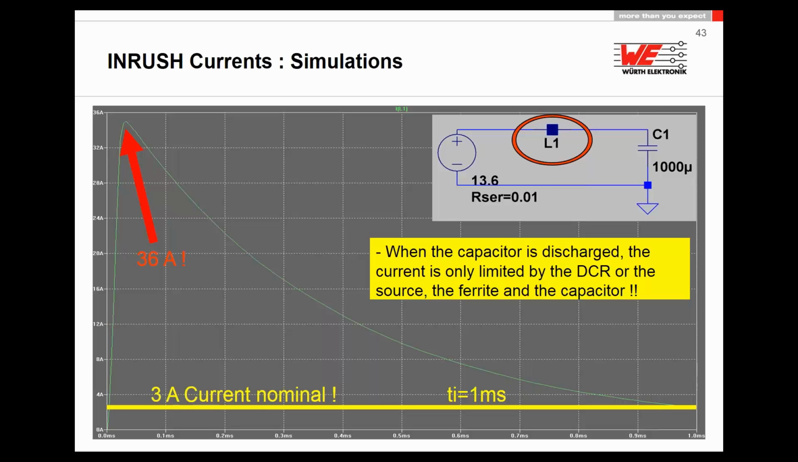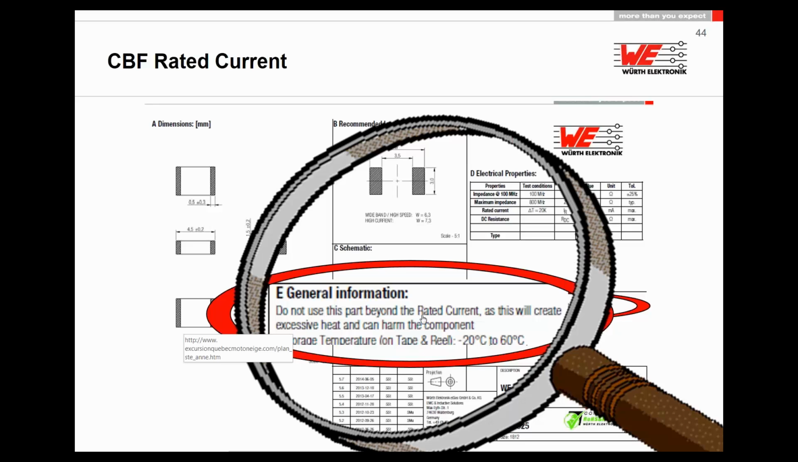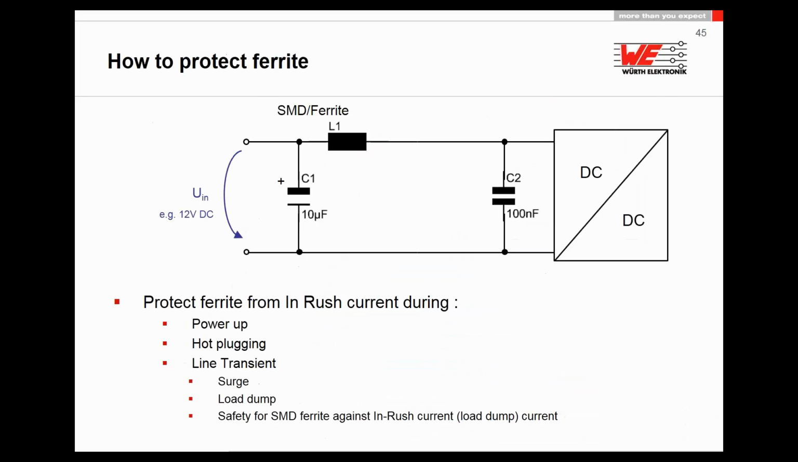To handle this inrush current, we manufactured something very special, because we started to think about what we could do to avoid that kind of high surge pulse in the ferrite bead and make them a little bit more robust. And in this way we made these ferrite beads which are in the standard series. You can see in the data sheet we say do not use this part beyond the rated current, as very excessive heat will be generated.